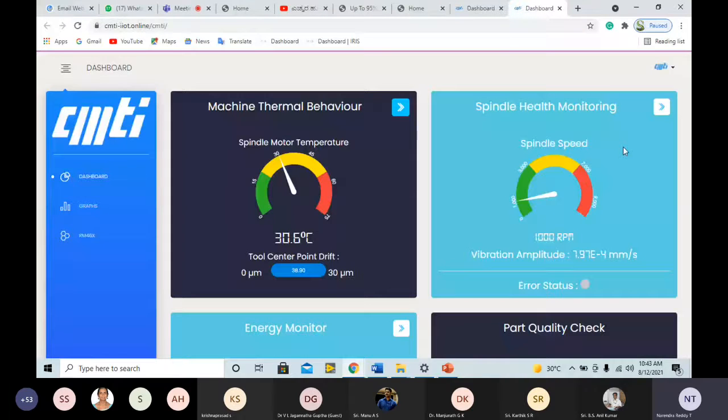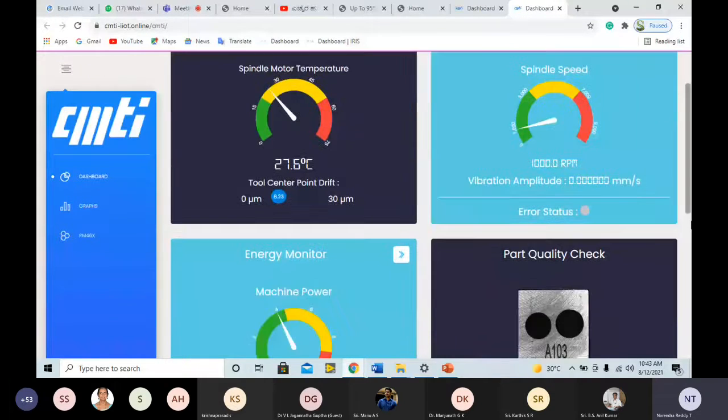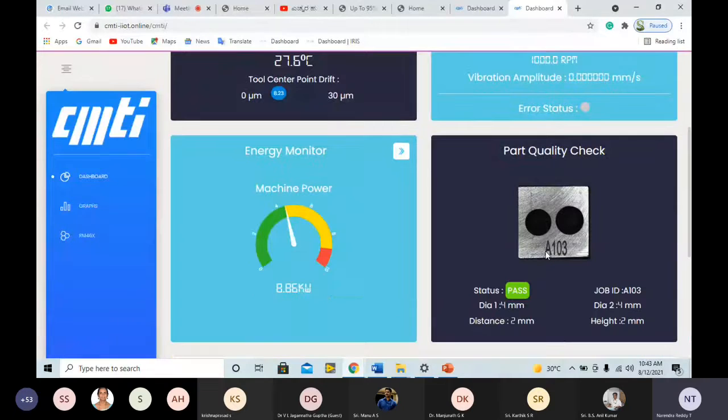This is a legacy machine. I have made it into 4 modules: thermal behavior of the machine and spindle health monitoring, then energy monitoring, then part quality check also. You can see here in part quality.